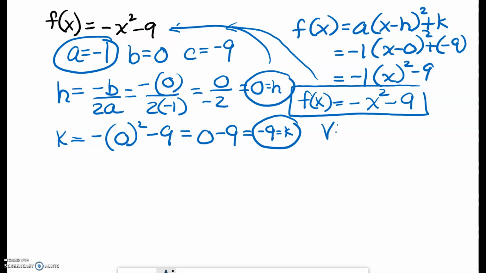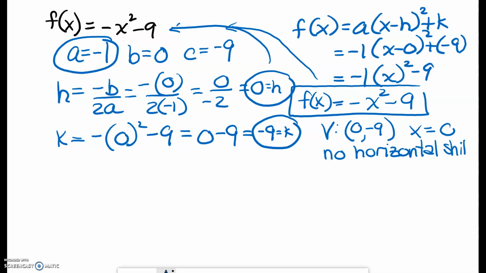So our vertex is h comma k, 0 comma -9. Our axis of symmetry is x equals h, which is 0. H is 0, so there is no horizontal shift. K is -9, so since it's negative, we're moving down by 9. Our A value is negative, so our graph opens down.